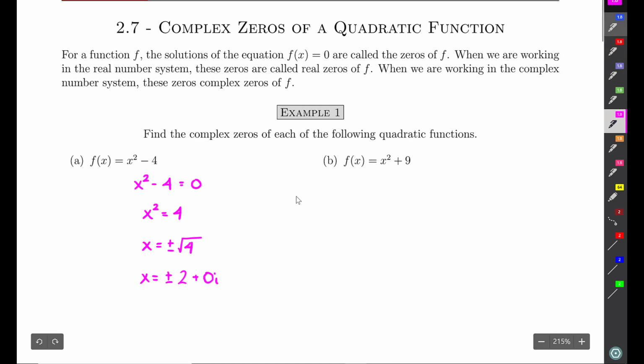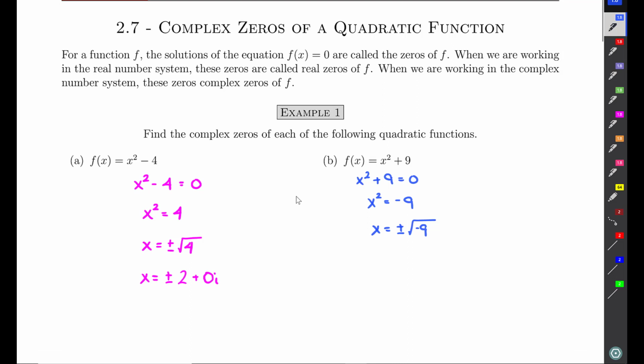Now for part B, we do encounter something a little bit different. If we start out with the same steps, we set the quadratic equal to 0. We subtract the 9 from both sides. And then we use the square root method. Well, this is where we encounter one of the rules that you have been told many times over. You cannot take the square root of a negative number. What I'd like to do is take that negative 9 and break this down a little bit further.